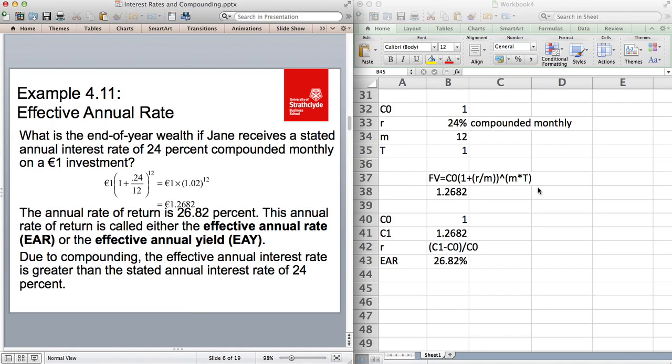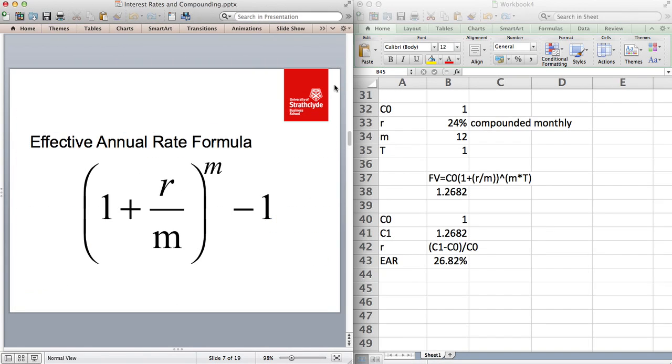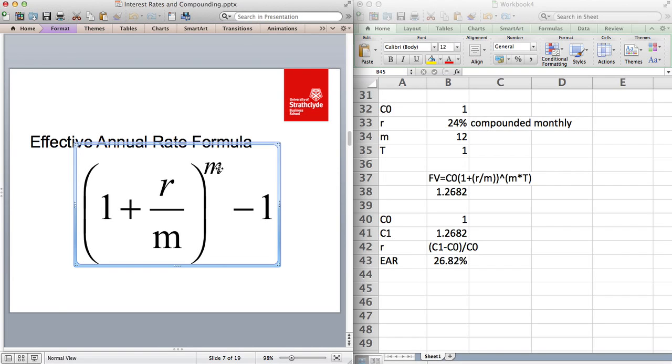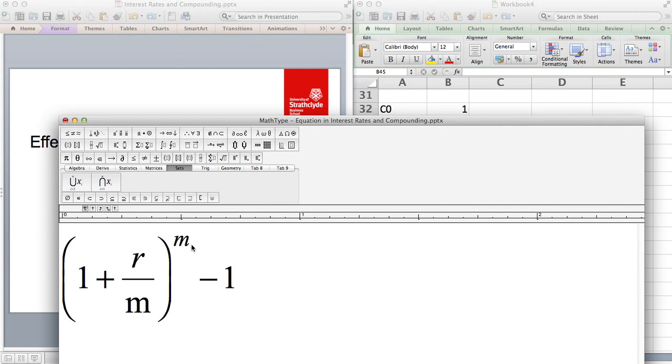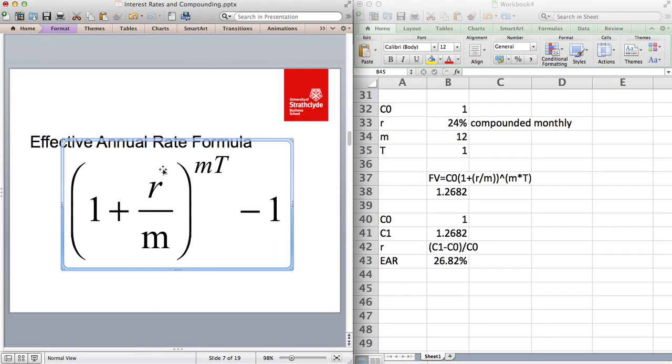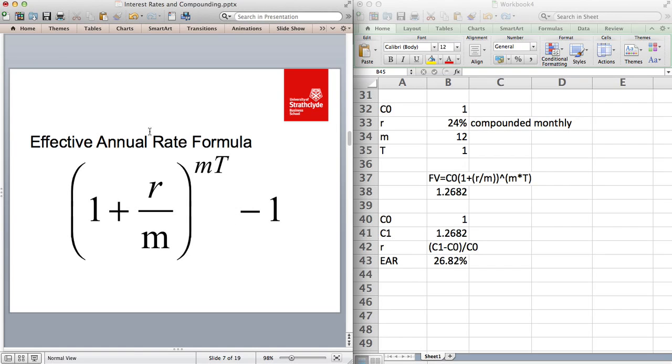Usually in courses, and definitely in my courses, you need to know this formula. So that's the effective annual rate formula for one period. I can extend that to more than one period by just putting T up here, and that is for many periods. If you want to know the effective annual rate and you've been given the rate of 24%, say compounded monthly, you use this formula to get to the effective annual rate.